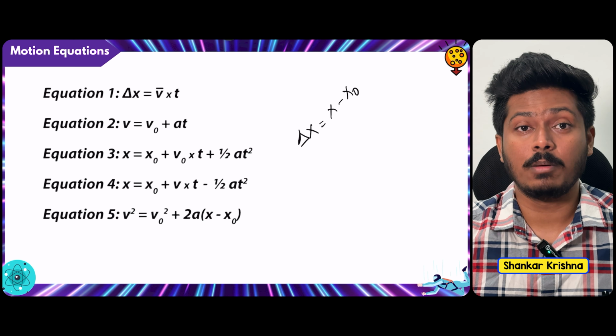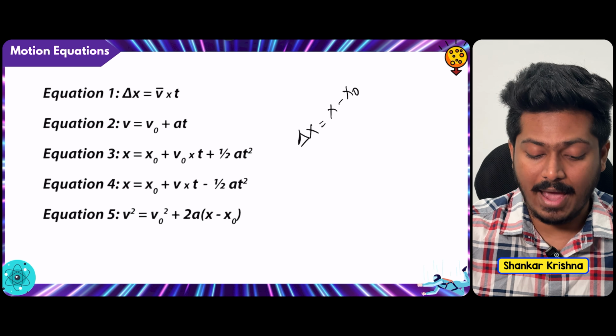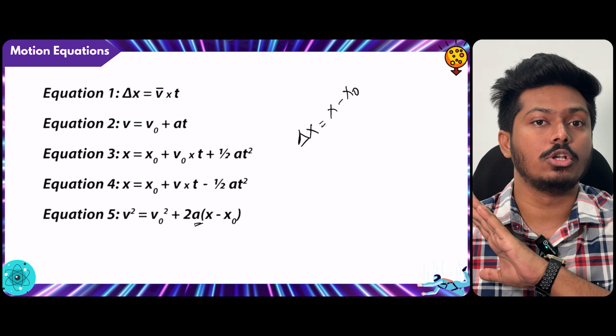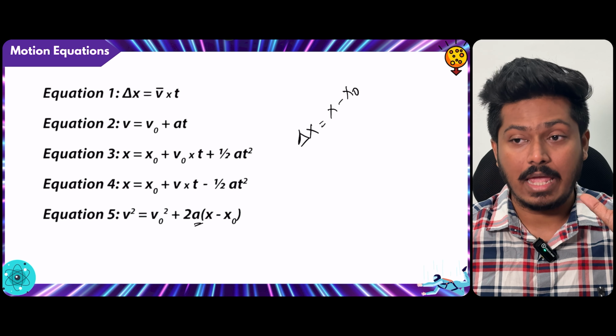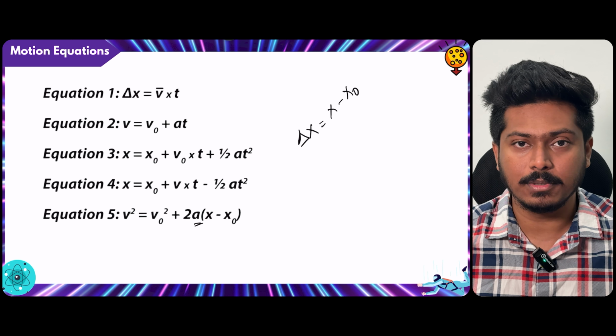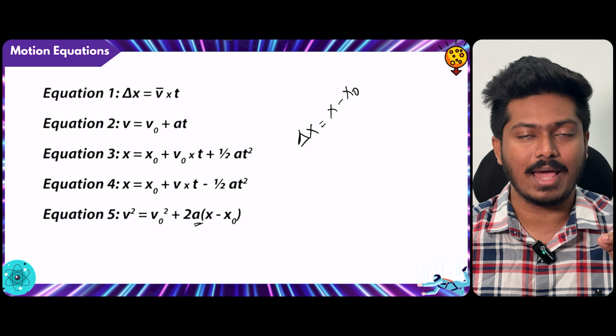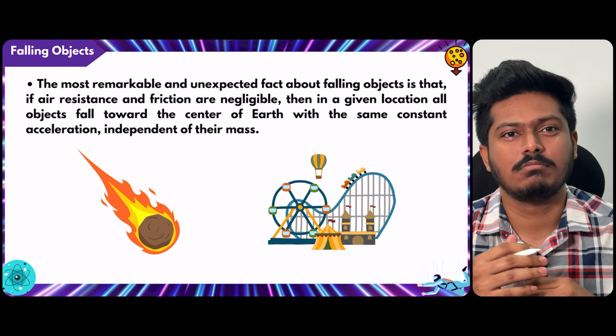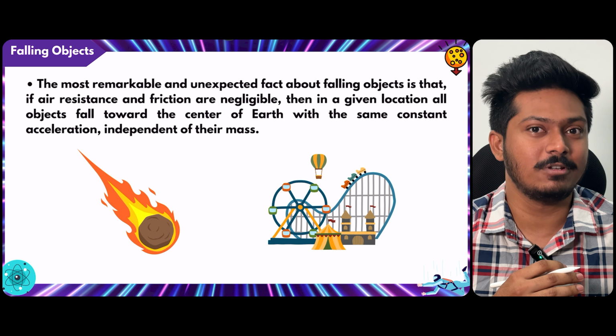One thing to remember about all of these equations is that the acceleration here is constant. These equations are not valid for a motion which has variable acceleration. These are constant accelerations. Now, why do I need to study objects that are falling? Seems to be nothing that I should be concerned about, right?